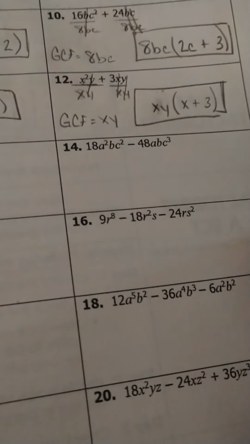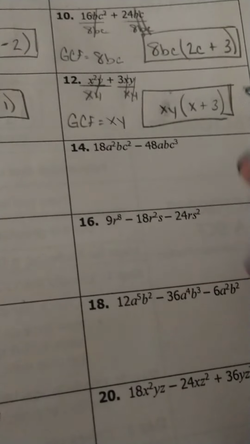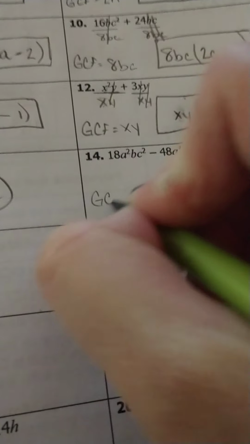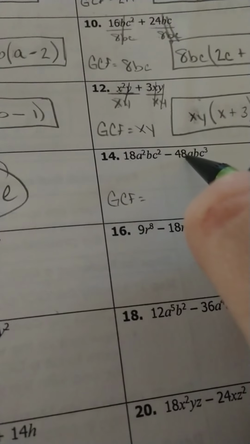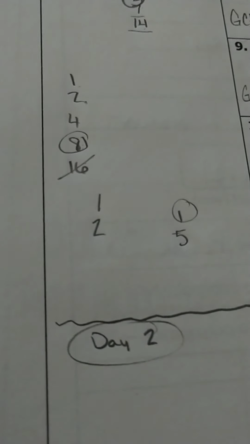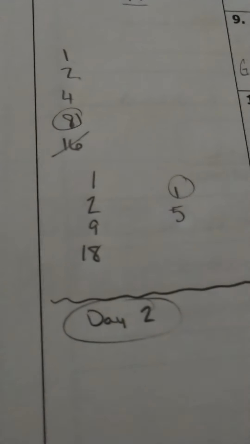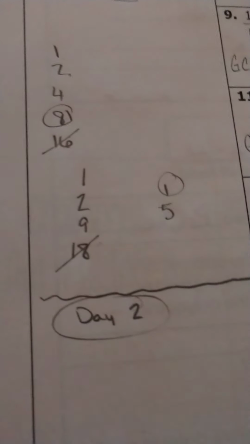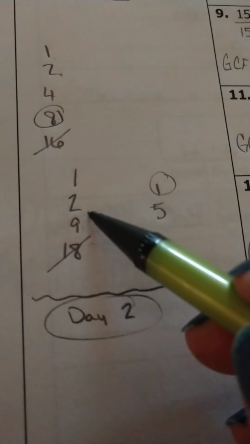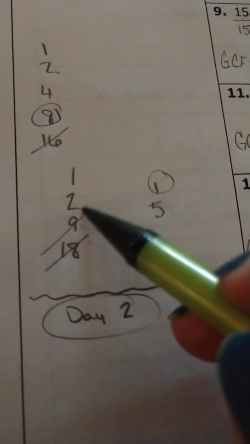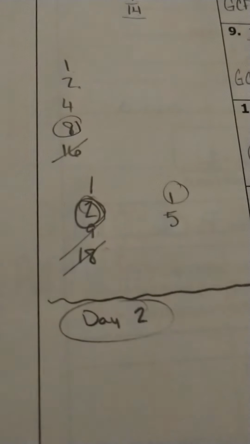And number 14, and then I think we are going to stop the video just because this is kind of a long video. So GCF, you've got 18 and 48. Does 18 go into 48 evenly? It does not in the slightest. So 18 is 1, 2, 9, and 18. Those are your only factors of 18. We already said 18 does not go into 48. 9 does not go into 48. 2 does. 2 goes into 48.